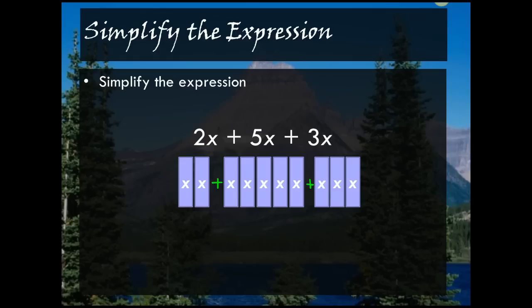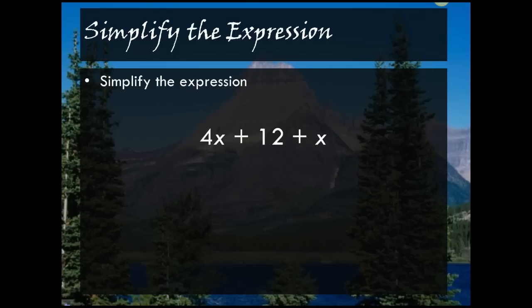Therefore, to simplify the expression, we add the coefficients of the like terms. 2 plus 5 plus 3 equals 10. To simplify this expression, we will simply write 10x.